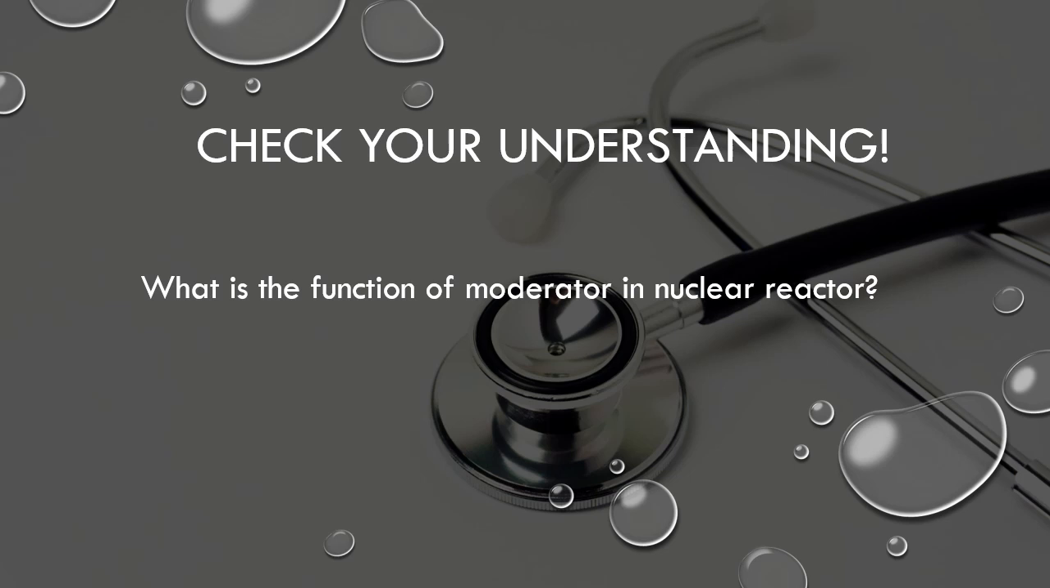So, what is the function of the moderator in a nuclear reactor? Does everybody know? The function of the moderator in a nuclear reactor is to slow down the fast-moving neutrons.